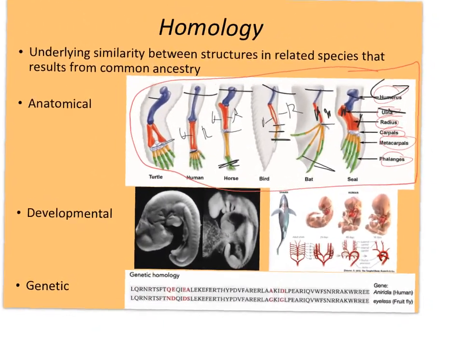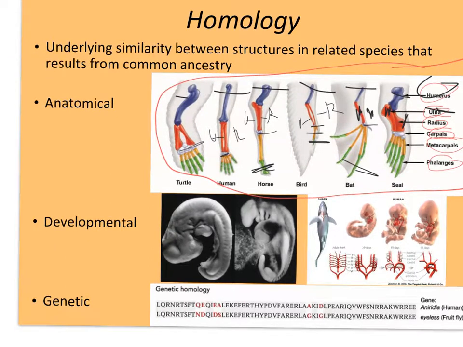Now, you can also have developmental homology. Here we have 2 embryos. One's a chicken and one's a human. I think this is a human. You can see a bunch of things that, as these embryos develop, they develop in the same way.